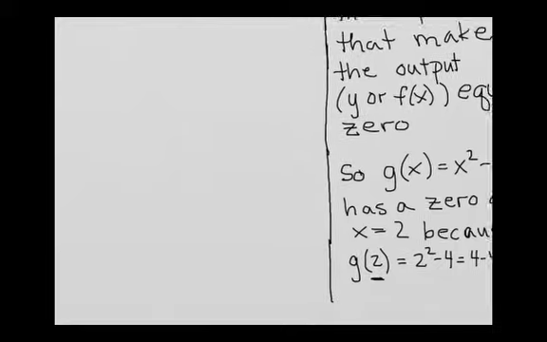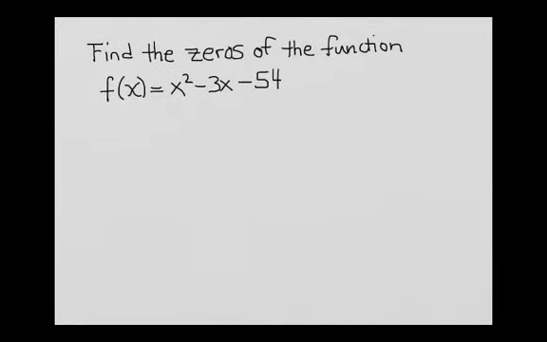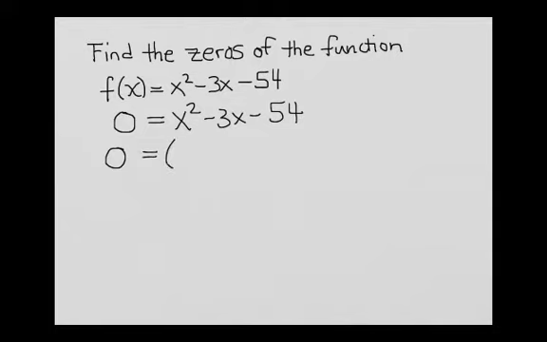So now let's go back to our original question. Find the zeros of the function f of x is equal to x squared minus 3x minus 54. Well, that means that we want to find x values so that when we plug them in, the result is 0. So that means that 0 is going to be equal to x squared minus 3x minus 54. This looks like something that we can solve by using the zero product principle. So let's go ahead and factor this.